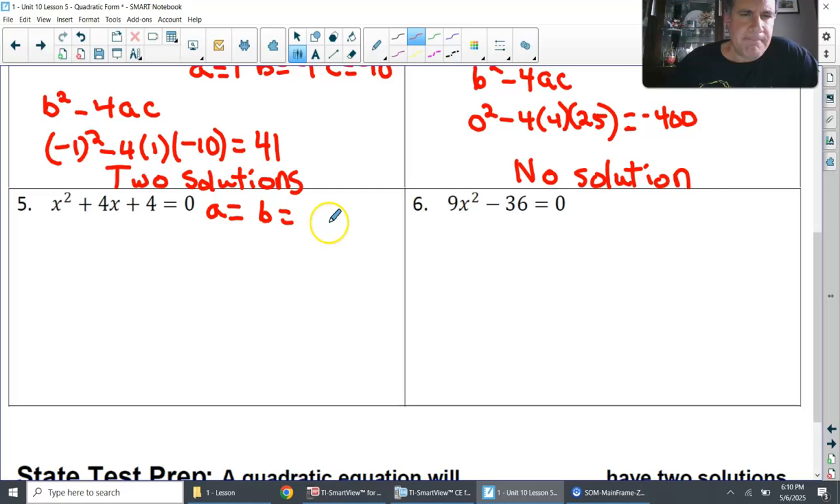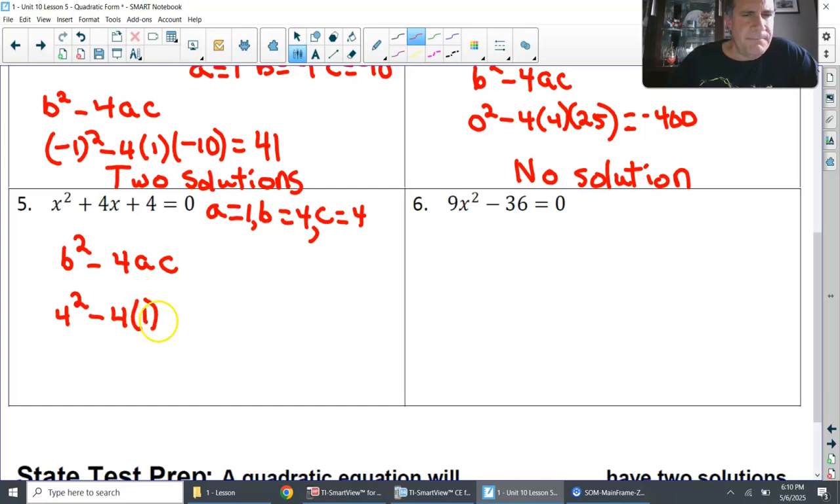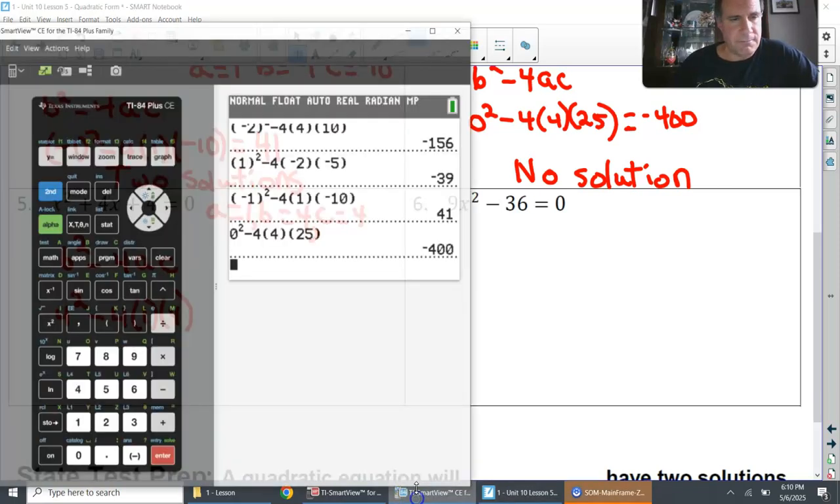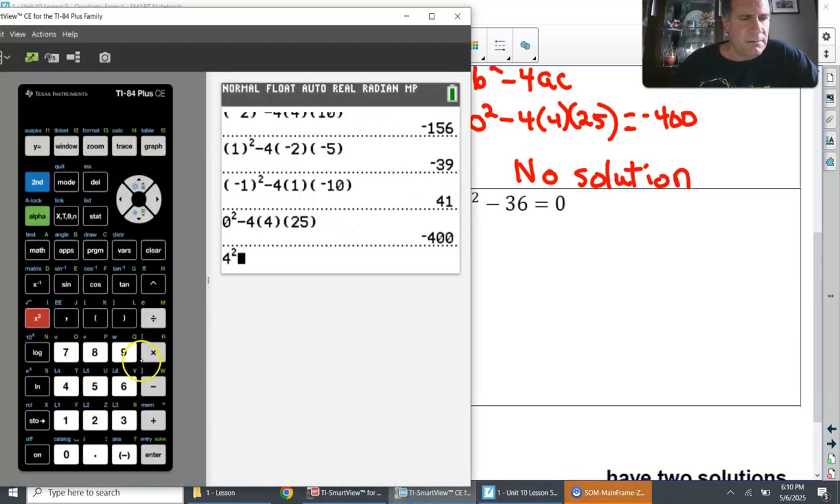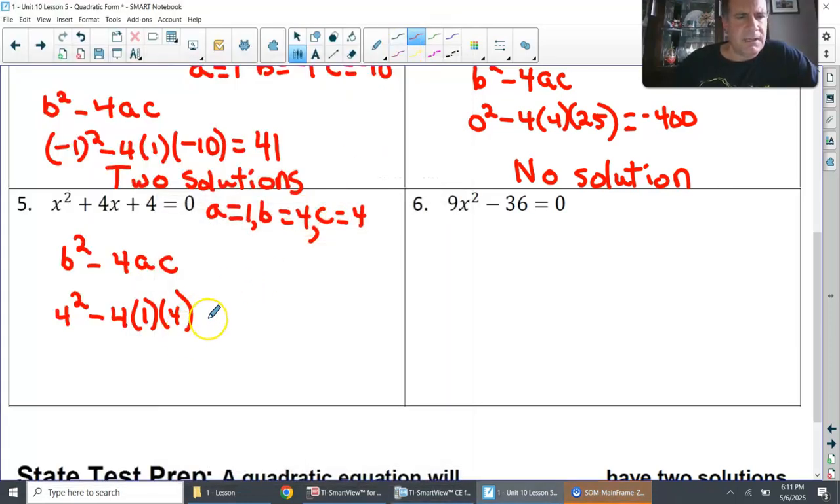A is 1, B is 4, C is 4. B squared minus 4ac. This is the discriminant. B squared, which is 4 squared, 16, minus 4 times 1 times 4. And that, by the way, is equal to 0, because you could see it. 4 squared minus 4 times 1 times 4 is 0. And 0 is what? 1 solution.